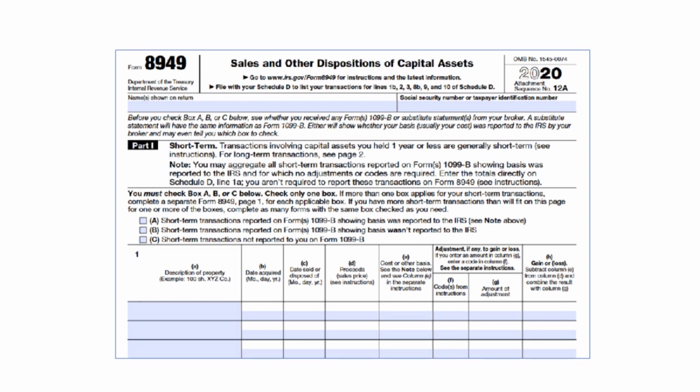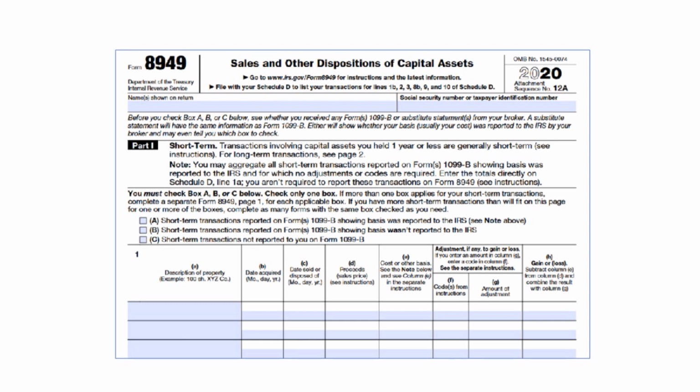In Part 1, you have to delineate the short-term transactions. Short-term means transactions involving a capital asset you held for 1 year or less. On line A, you have to check one box here: A, B, or C.